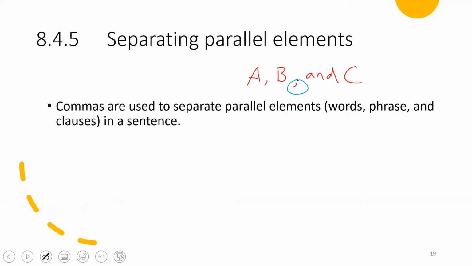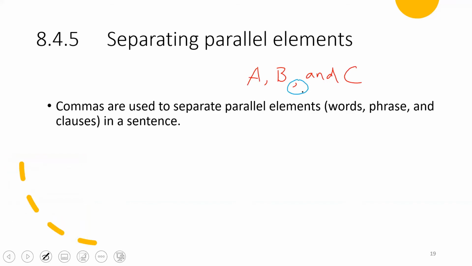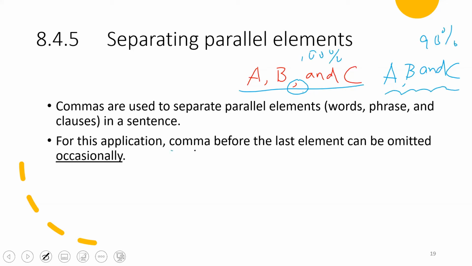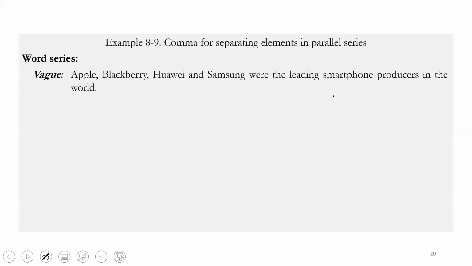This comma, most writers do not include this one. They believe A, B and C is acceptable. Grammatically, both are valid. However, you want to choose this one. This is not recommended. So the comma before the last element can be omitted occasionally, you see. However, including it improves clarity. For example, Apple, BlackBerry, Huawei, and Samsung were the leading smartphone producers in the world.